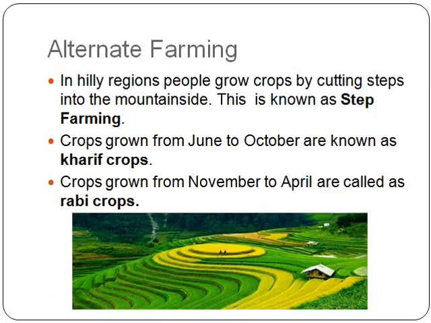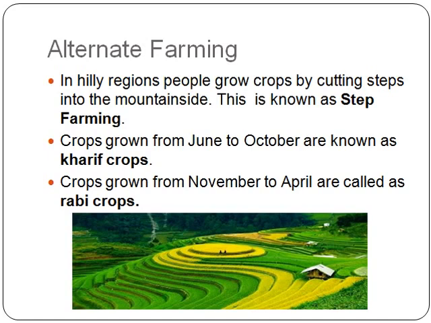Alternate farming. In hilly regions, people grow crops by cutting steps into the mountain side. This is known as step farming or terrace farming. A particular crop may grow well in one season and may not grow well in other seasons. That is why farmers grow different crops in different seasons. The crops grown from June to October are known as Kharif crops, whereas crops grown from November to April are called Rabi crops.